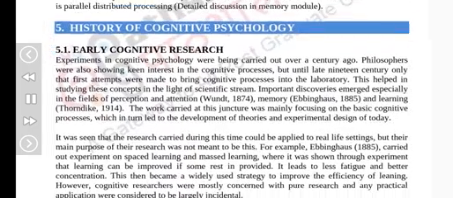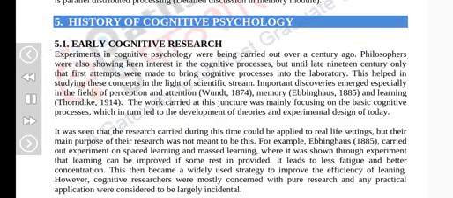History of Cognitive Psychology. 5.1. Early cognitive research. Experiments in cognitive psychology were being carried out over a century ago. Philosophers were also showing keen interest in the cognitive processes, but it was only in the late 19th century that the first attempts were made to bring cognitive processes into the laboratory. This helped in studying these concepts in the light of a scientific stream. Important discoveries emerged especially in the fields of perception and attention, Wundt, 1874, memory, Ebbinghaus, 1885, and learning, Thorndike, 1914.